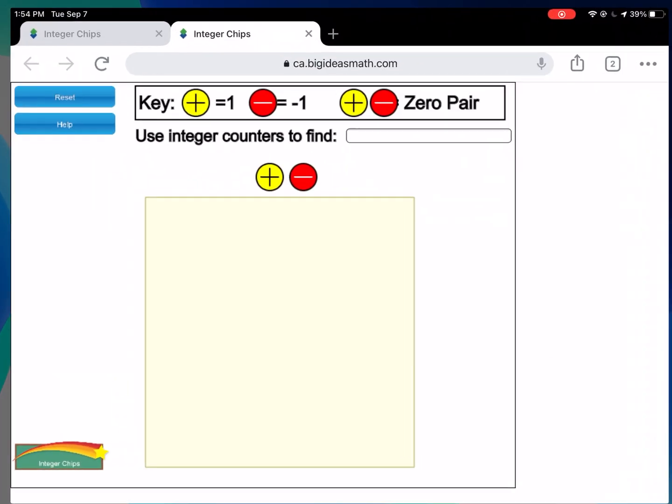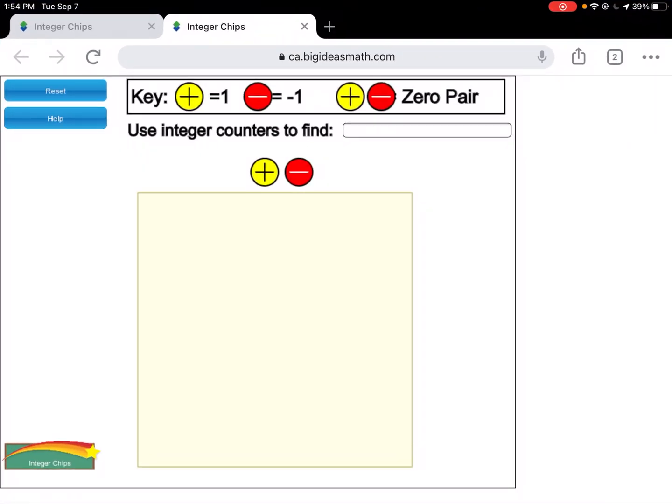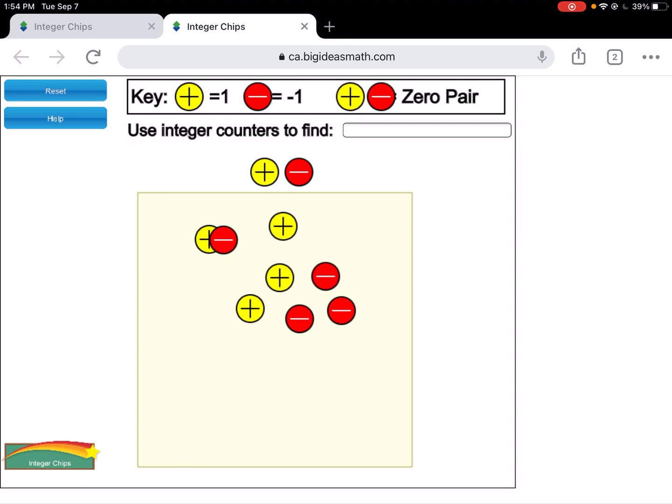So the first thing we're going to do is go to Google Classroom, and there's this website added that is called integer chips, okay? And what integer chips are is you can see a positive, it represents a positive one, the yellow plus, and then the red negative represents a negative one. And we know that when we have one positive and one negative, they cancel to be 0. So you can click and drag all these things on here, okay? And you can see that this would still be 0 because they would match up to be 0. But if I added some more negatives, well, that's really -3 because the rest of them cancel.